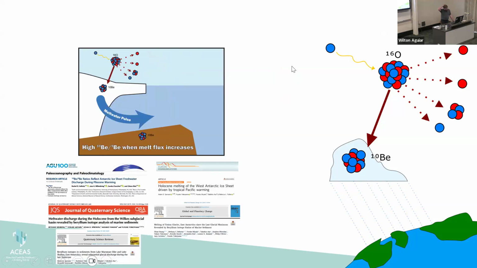Following on from that concept, though, researchers like Valletta came along. They said, well, if beryllium's settling onto the continent, it's then being captured by the ice sheets. And so during phases of intense melt, you should have a substantial amount of beryllium-10 being released at the same time. So the question became, can this be used as a meltwater proxy? And this is an application that has been used repeatedly in the last 10 or so years.